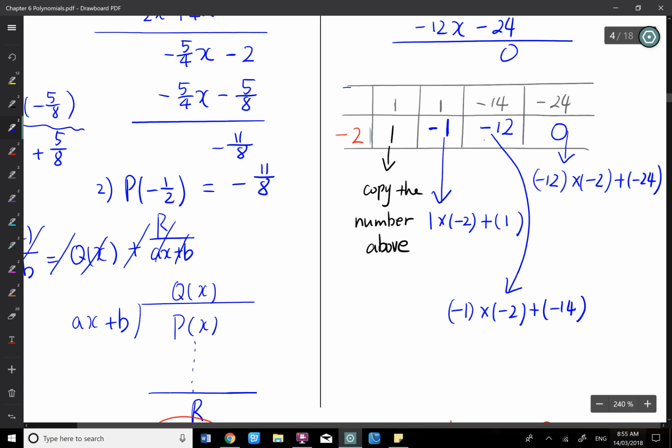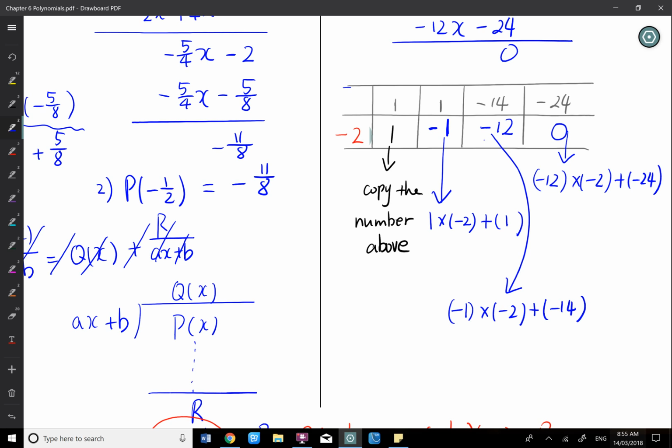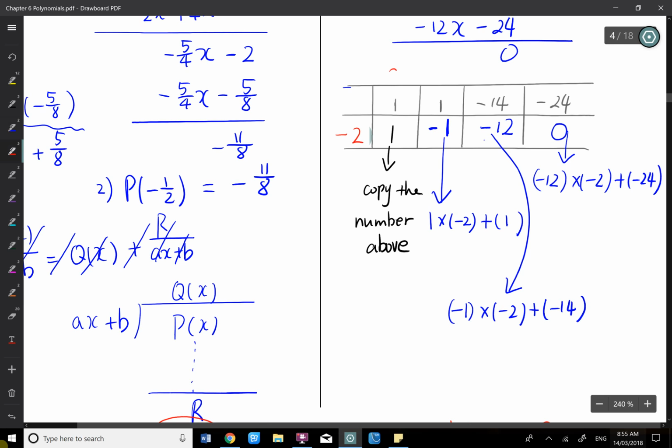Okay, so what does each box represent here? Before we have the x cubed, x squared, x term, and the constant term. Then each column below that will be the x squared term, x term, and constant term. Reduce everything by 1 and the constant will become the remainder. That's the remainder column.